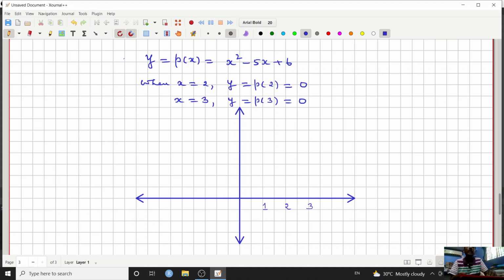So the parabola passes through these 2 points. So let us mark out. So these are the points, 2, 0 and 3, 0. So these are the points, 2, 0 when x is equal to 2. So it becomes 0 here, and it becomes 0 here. So the parabola is something like this. So the parabola passes through this way. So this is how the parabola is.